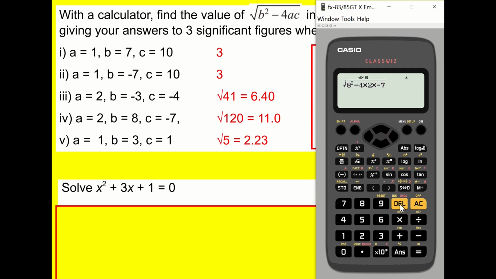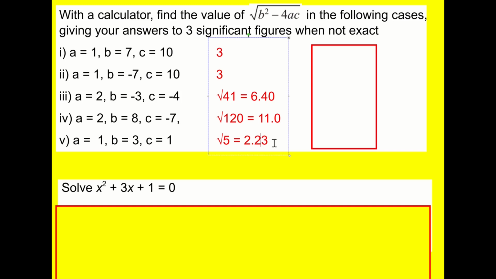And the last one, root 5, 2.2. Oh, wait a minute, that should have been 2.24. You might have been questioning that one and you would have been right. There we go. Okay, brilliant.